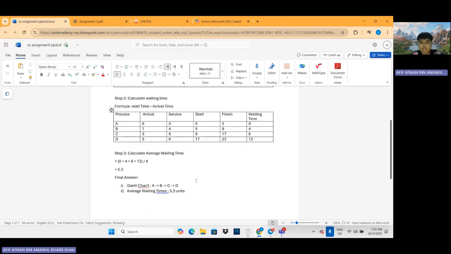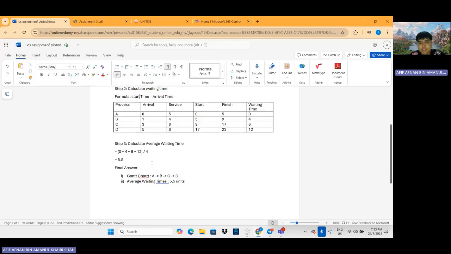So step number 3, we must calculate the average waiting time. How to calculate? We just add all the numbers for process A, B, C, and D. We get 0 plus 4 plus 6 plus 12, and we divide by 4. And the average time we get is 5.5.